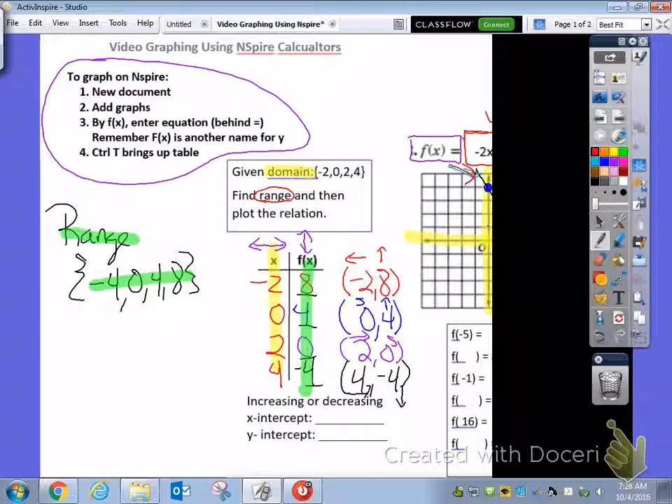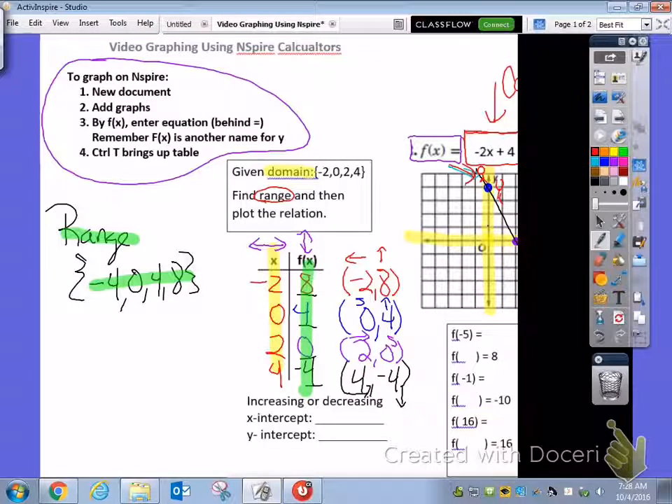So you start at the top. Put your man up on top of the line, and he is going down, right? And if he's going down, it's decreasing, okay?